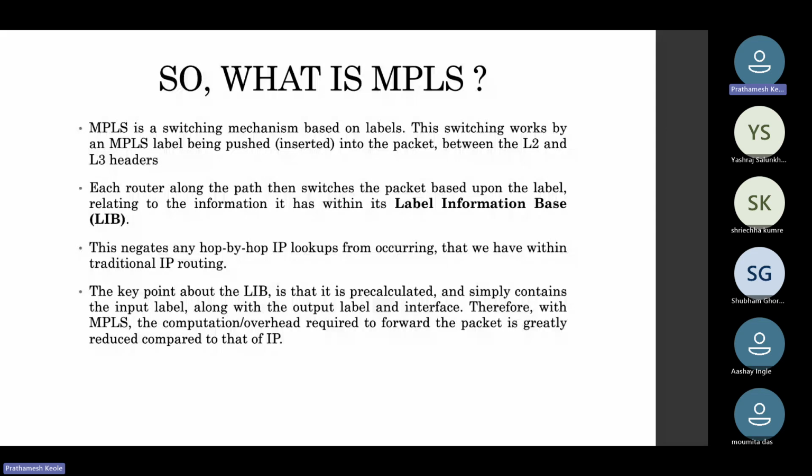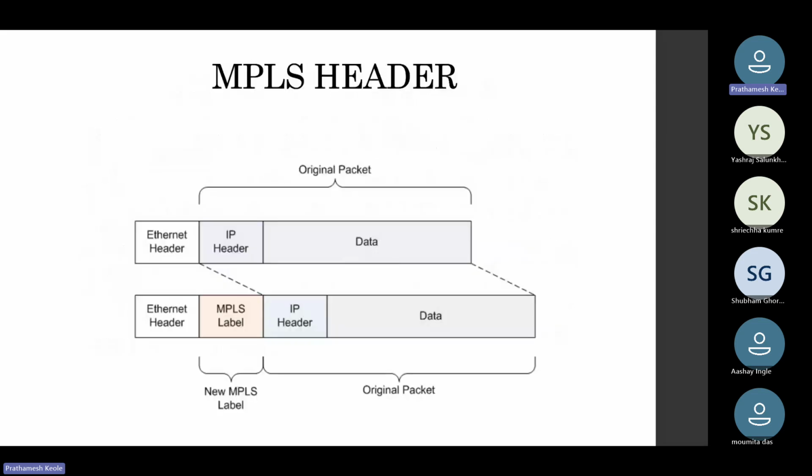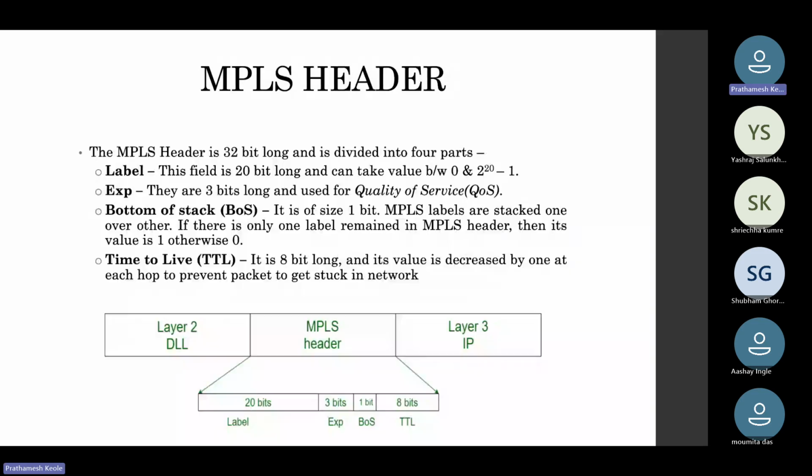So this is the MPLS header, where the MPLS label is placed between layer 2 and layer 3. The header contains a label which is 20 bits long and can take a value between 0 and 2 raised to 20 minus 1. The EXP, which we can call experimental, is 3 bits long and used for quality of service.